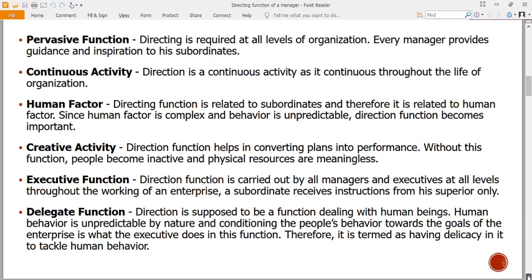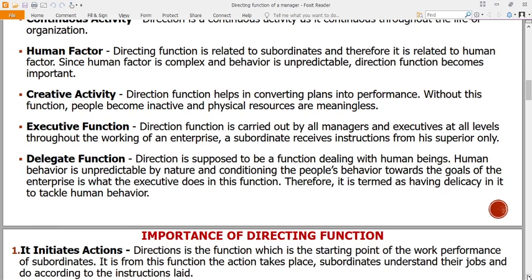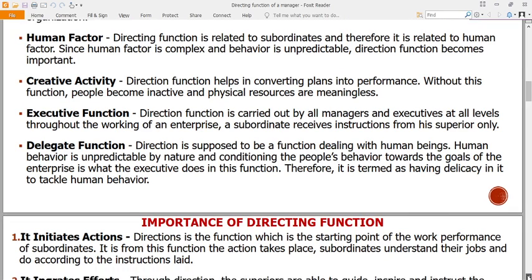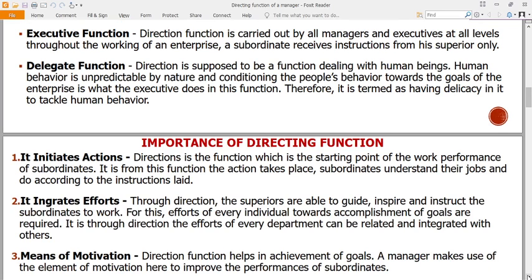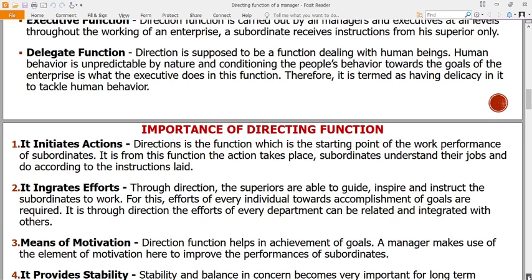Directing is also an executive function. Direction is carried out by all managers and executives at all levels throughout the working, and therefore subordinates receive instructions from their superiors, and then it is a delegating function. So as you're directing, you're making people aware of their roles and responsibilities, and in so doing, you should be able to delegate some of the work to the subordinates.